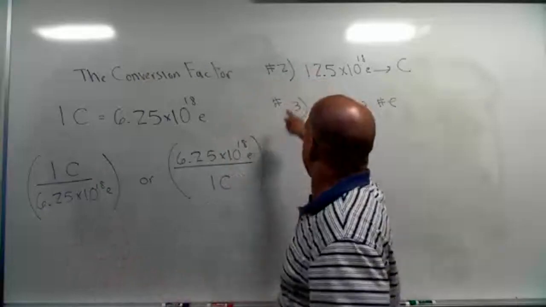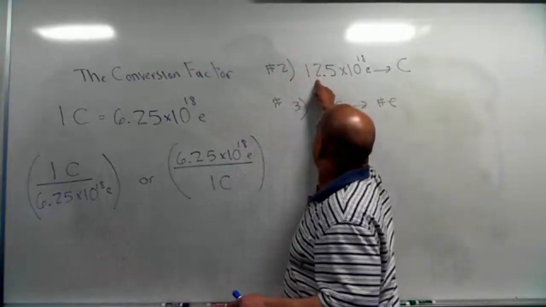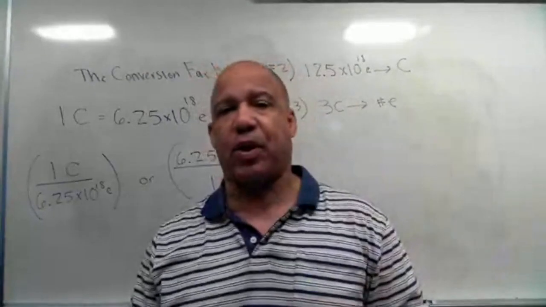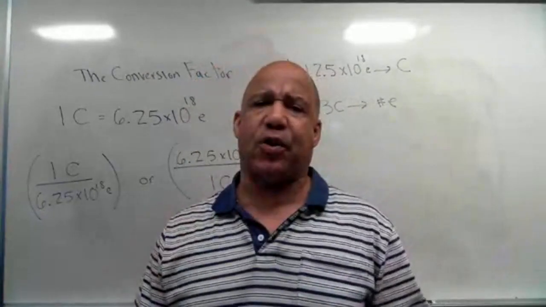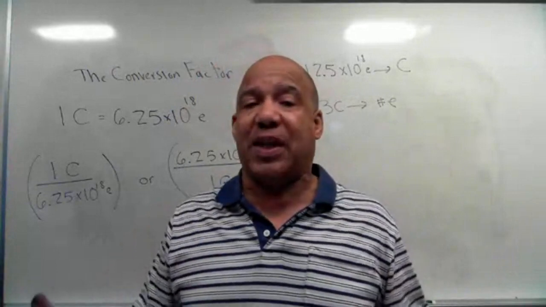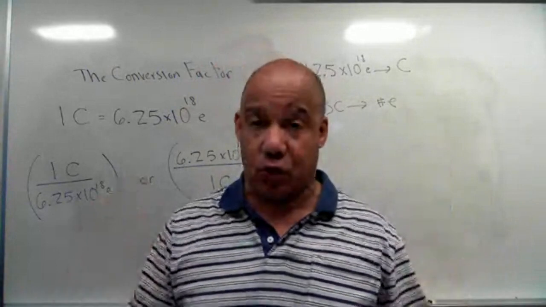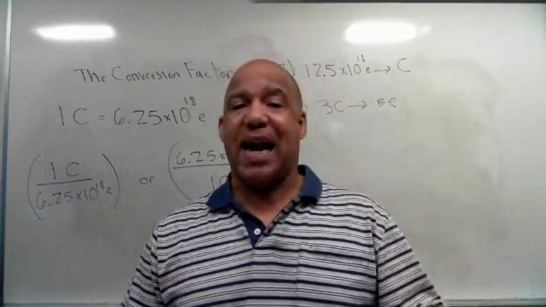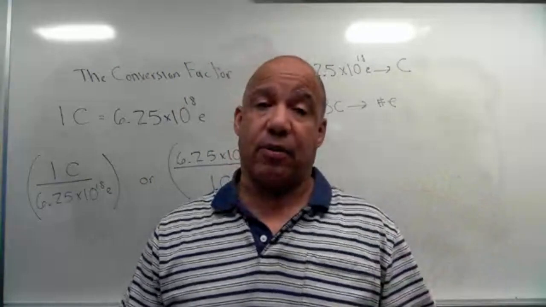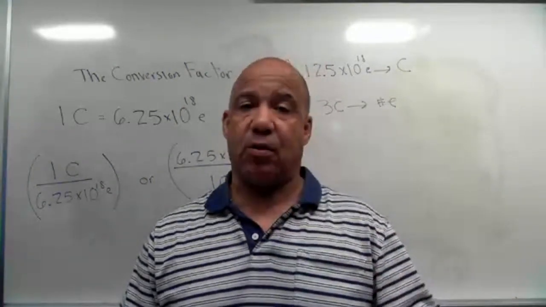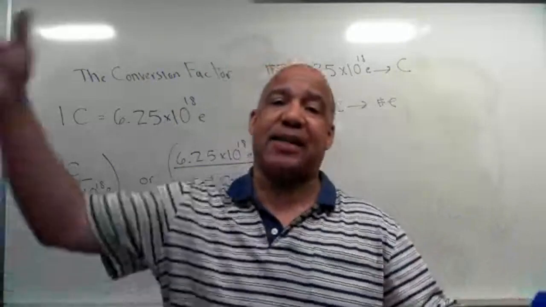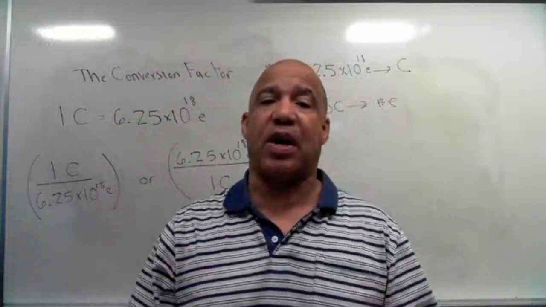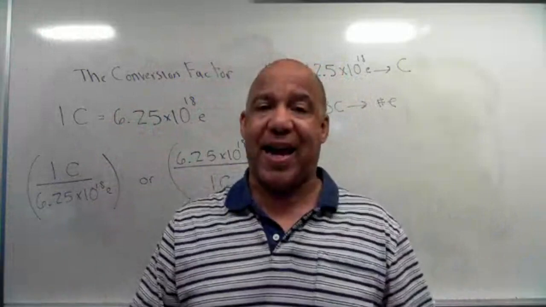So for example, in problem number 2, we have 12.5 times 10 to the 18th electrons, and they're added to a neutral dielectric. I don't know if you know what a dielectric is, but you don't even have to know what it is to do the problem. All you need to know is that it's neutral. Just so you know, a dielectric is just another word for insulator. So I have a neutral insulator, and I'm going to add to it 12.5 times 10 to the 18th electrons. I want to know how many coulombs of charge am I adding?